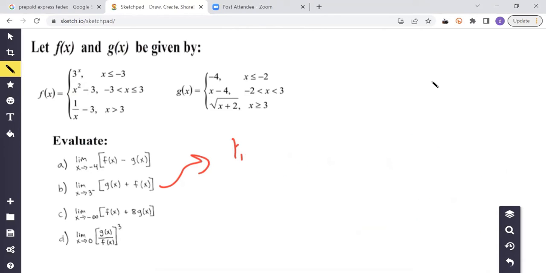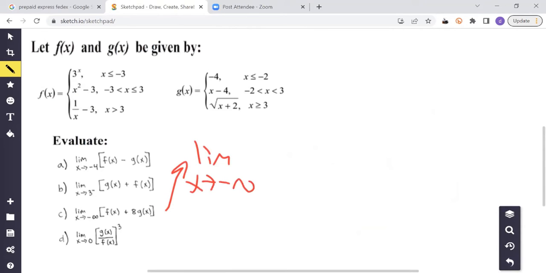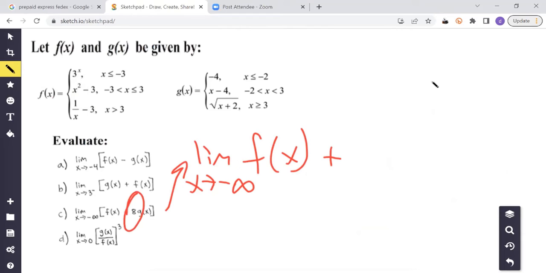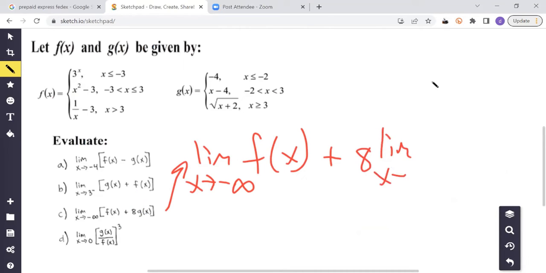Okay. Now for part C, this is what we have. Limit as we approach -infinity of F plus, now I'm going to take out the 8 to the front. So that'd be 8 in the front, and then the limit to -infinity, and then the name of the function was g of x.